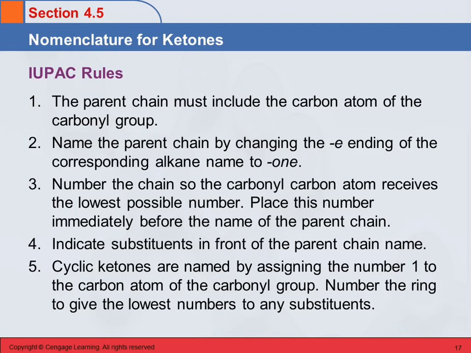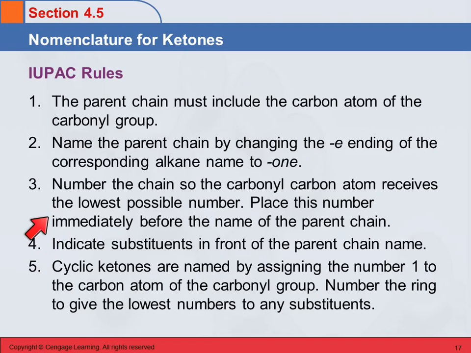Nomenclature for ketones. Very similar to that for aldehydes. Name the parent chain. The parent chain has to include the carbon of the carbonyl group. Now we're going to take the E ending off, and instead of al for aldehyde, we're going to put one, which is the last part of ketone. Again, numbering the chain so that that carbonyl carbon gets the lowest number.